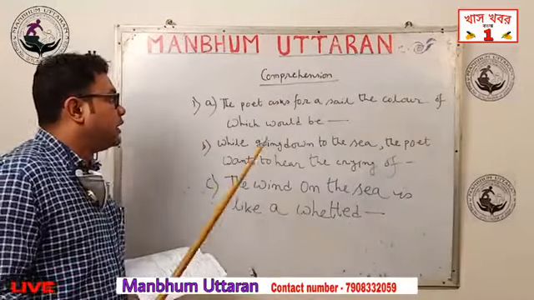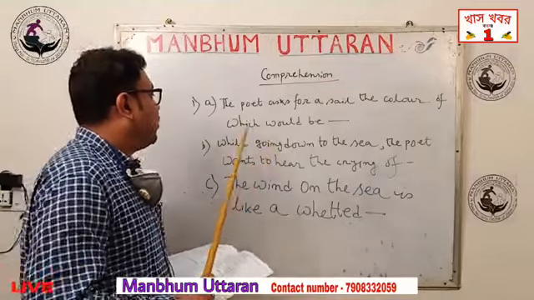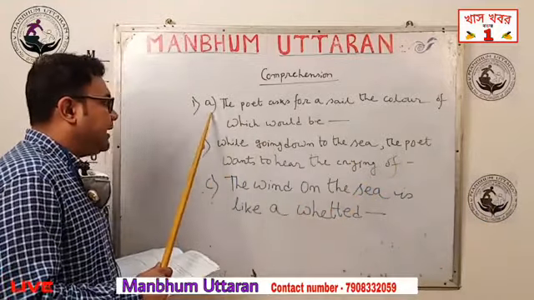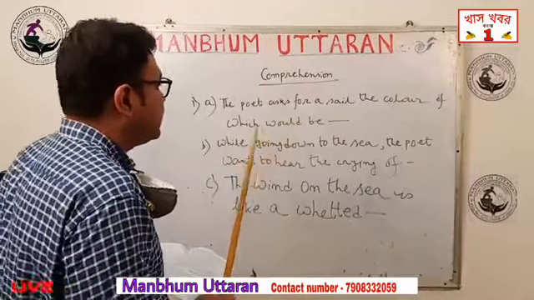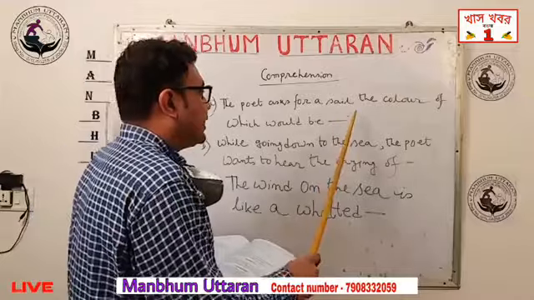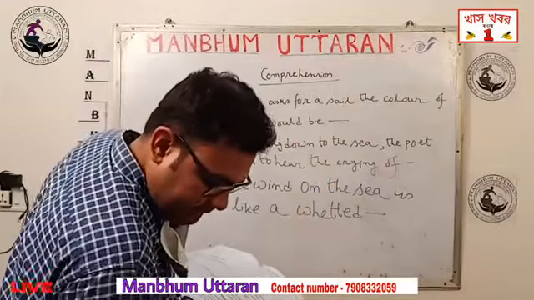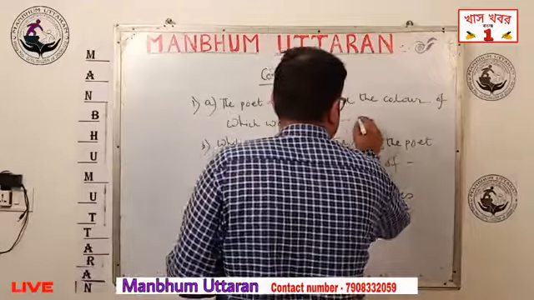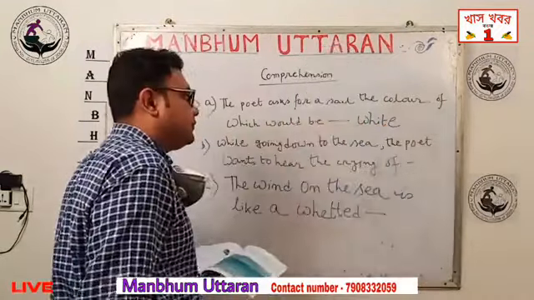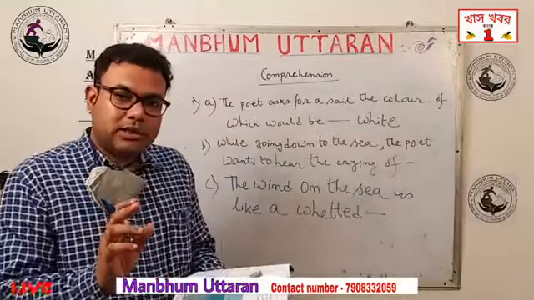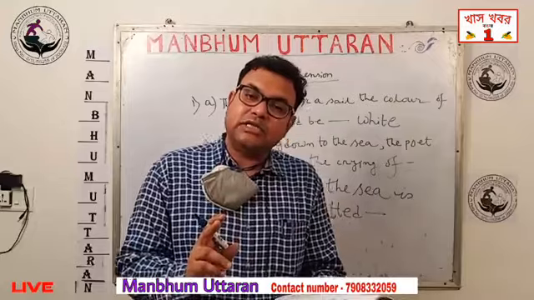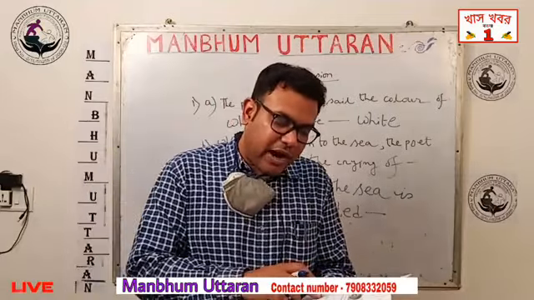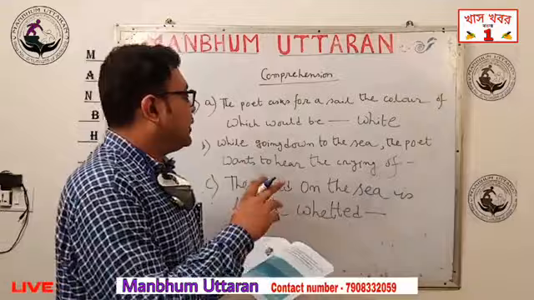So let us come to the first comprehension exercise, 1A, as you can see if you are keeping the book with you. The question that is being asked is: the poet asks for a sail, the color of which would be white. If you look at the third sentence of the first stanza, it is written: and the wheel's kick and the wind's song and the white sails shaking. So the color of the sail is white.